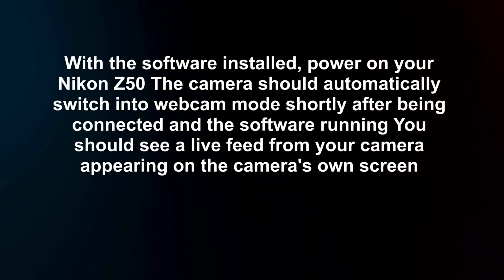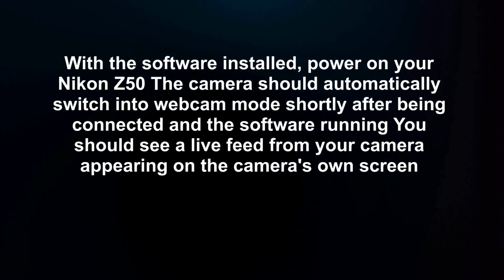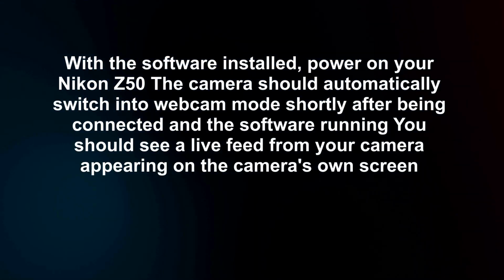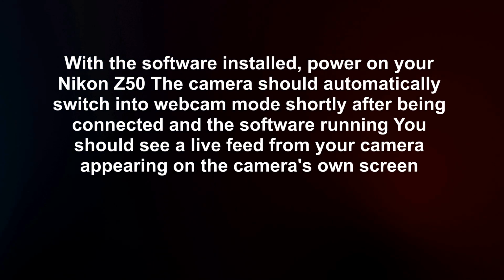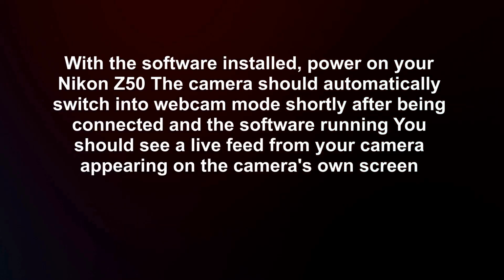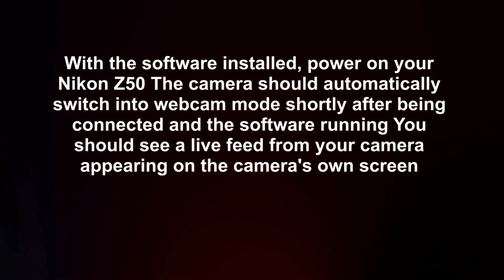With the software installed, power on your Nikon Z50. The camera should automatically switch into webcam mode shortly after being connected and the software running. You should see a live feed from your camera appearing on the camera's own screen.